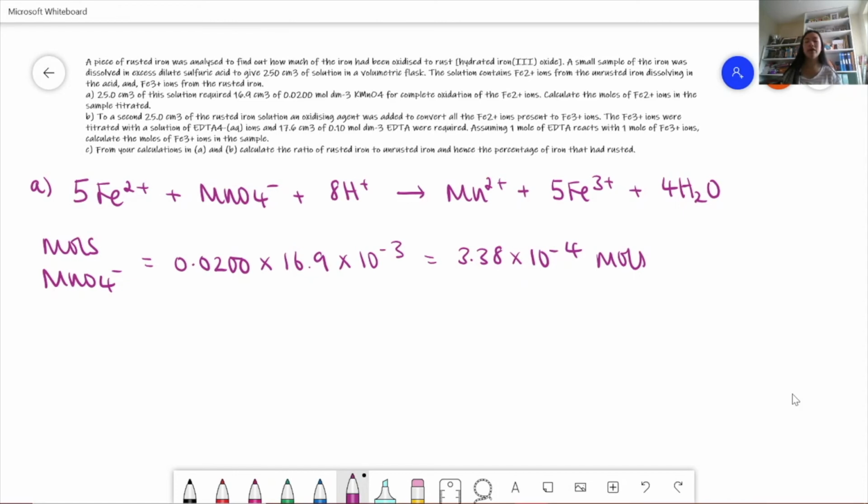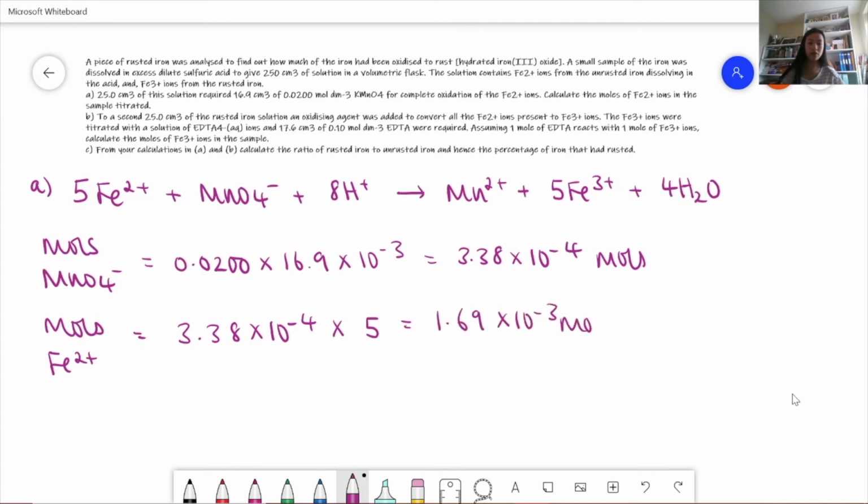And now we use the ratio to find out how much Fe2+ we have in this sample. So we see that it's a 1 to 5 ratio. So for every manganate, we have 5 Fe2+. So that means that the moles of Fe2+ is equal to this 3.38 times 10 to the minus 4 multiplied by 5. And this gives us 1.69 times 10 to the minus 3 moles.